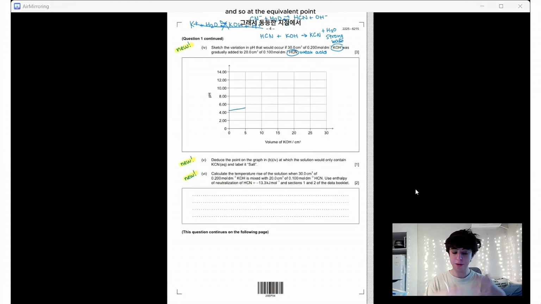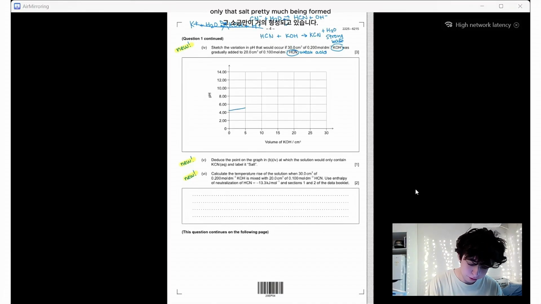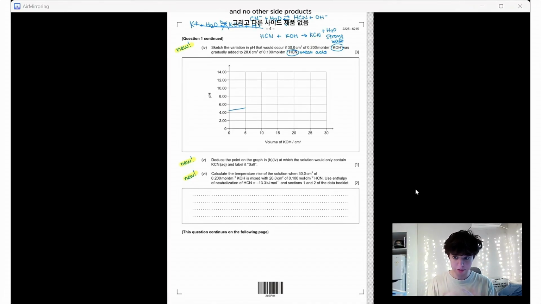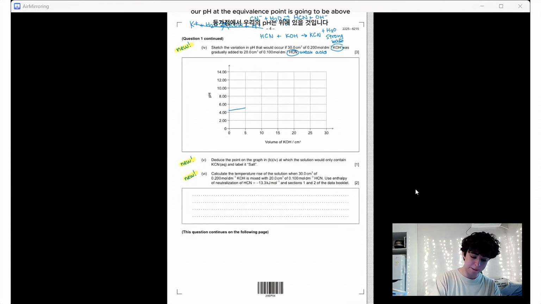Okay, and so at the equivalence point, whenever we have this salt pretty much being formed and no other side products, no excess of our KOH, that salt is going to undergo hydrolysis. Only the anion will undergo hydrolysis, and we will form that OH minus in excess. And so our pH at the equivalence point is going to be above 7.